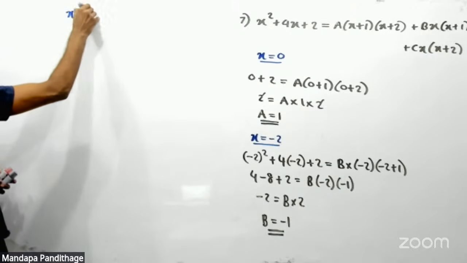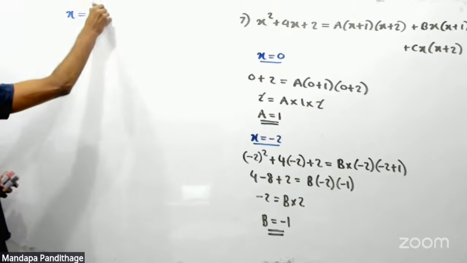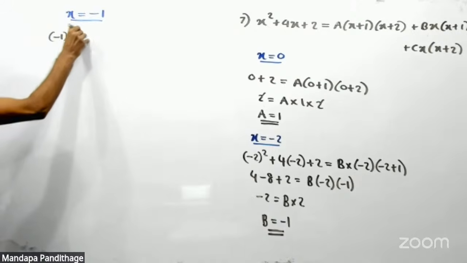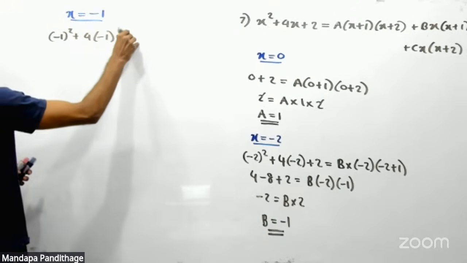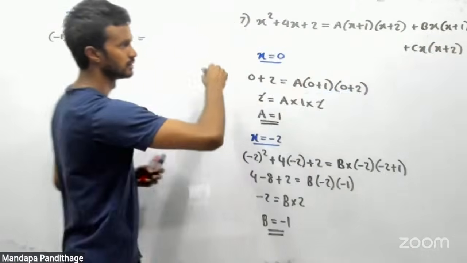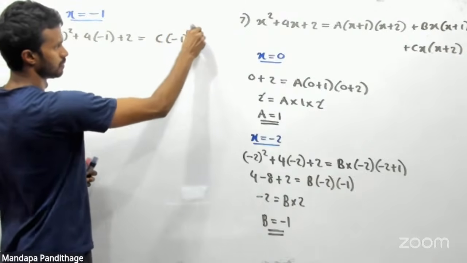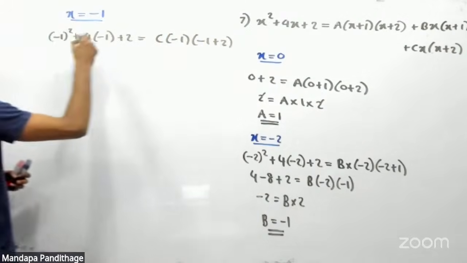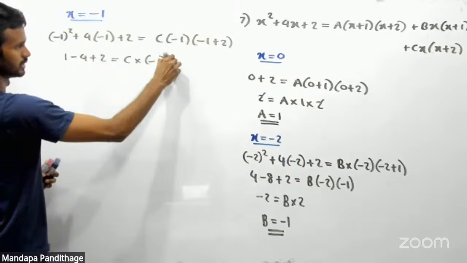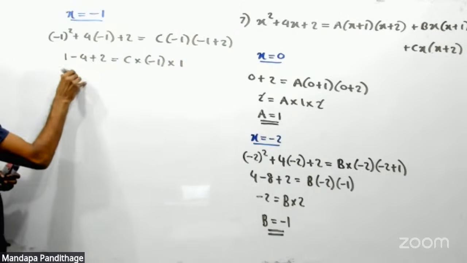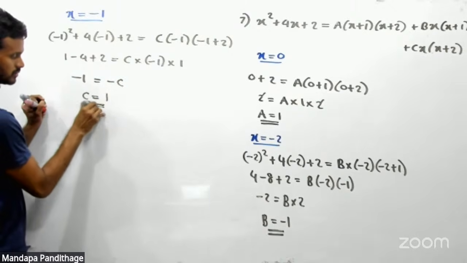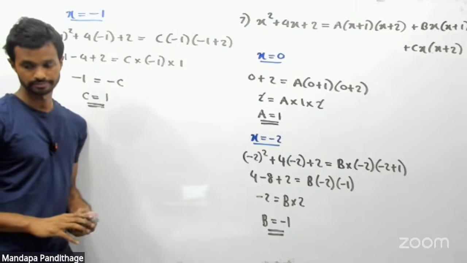So when you substitute x equals, not 1, sorry, minus 1, you get minus 1 squared plus 4 into minus 1 plus 2 is equal to, this becomes 0 and this becomes 0. So only this is remaining. c times minus 1 minus 1 plus 2. You get 1 minus 4 plus 2, which is equal to c into minus 1 into plus 1, which is minus c. So 3 minus 4... so minus 1 is equal to minus c. So c is equal to plus 1. So that is how we do it.